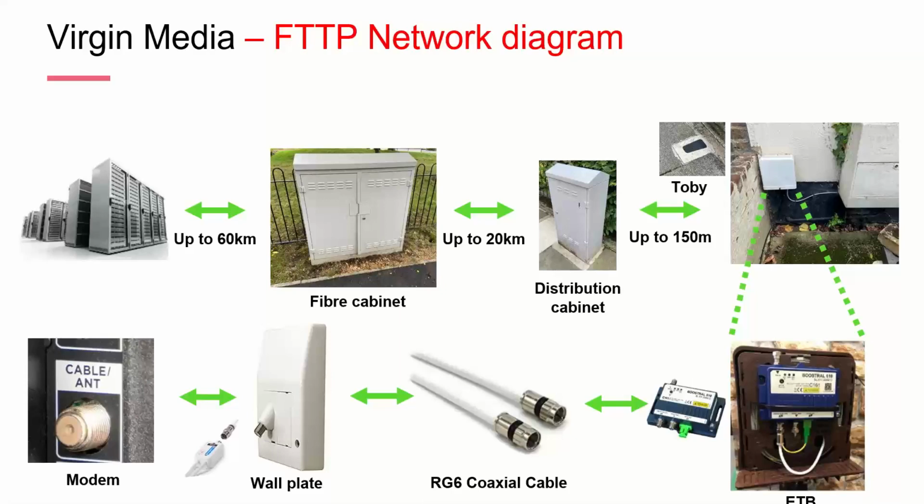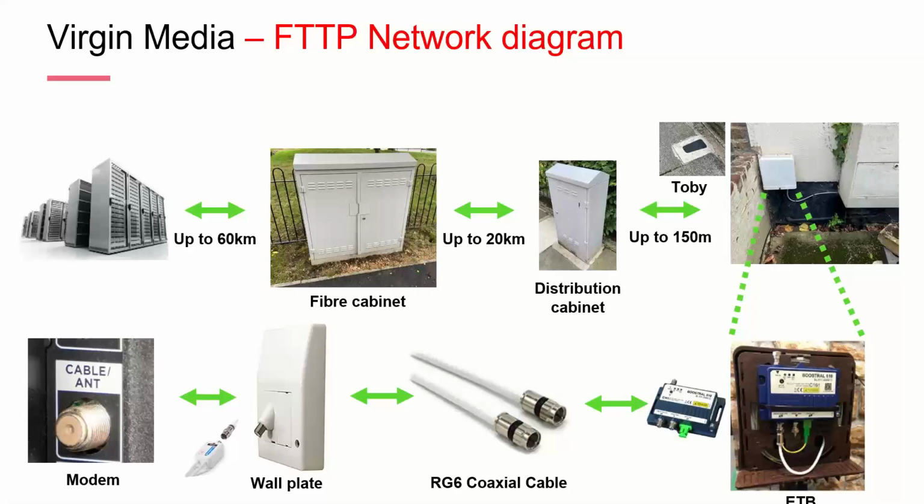This is slightly different to GPON, but it has the same sort of advantages that fibre has. It can run over longer distances, so you've got up to 60 kilometers and then up to 20 kilometers for the fibre cabinet to the distribution cabinet, so that it gives more flexibility in deployment. But then at the distribution cabinet, you will have up to 150 meters of coax.